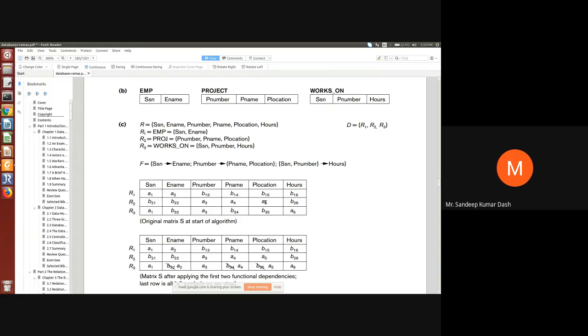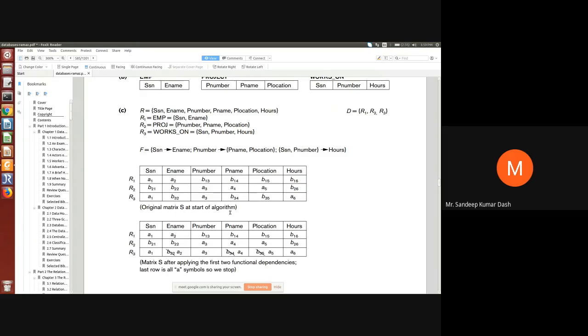Similarly here you mark because these three A are only present. P number, P name, P location are present in the second relation. Rest all will be B. Then in the third relation also, SSN, P number, hours are there. SSN, P number, hours. Okay, rest all will be B.